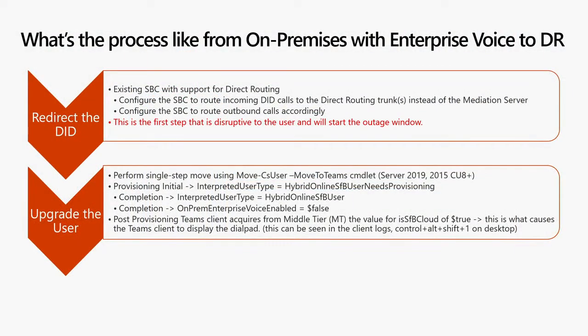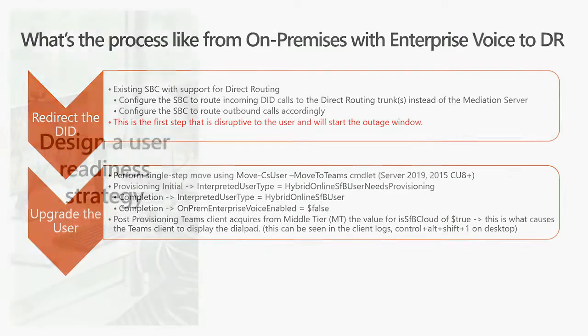And at the same time, you need to move the user from on-premises. One-step move, two-step move, no changes there. The user gets online from Skype for Business Online, then they get switched to a policy which moves them to a Teams-only experience. You can verify on the Teams client that the policy gets assigned by looking at the Teams logs. Control-Alt-Shift-1 creates the logs in your download directory. Look for isSfbCloud equals true. That means the user has been provisioned, Teams knows about it, and you will have the dial pad for the user. That's how you know they are in a Teams-only policy, the easiest.